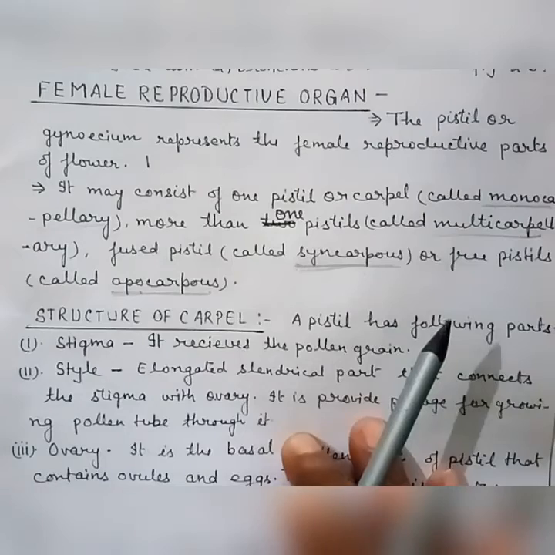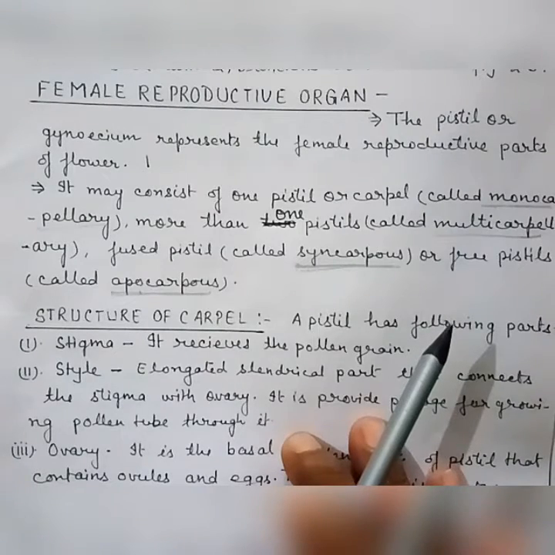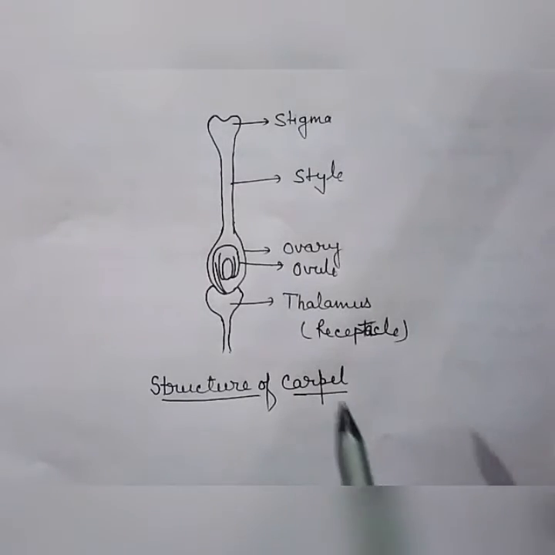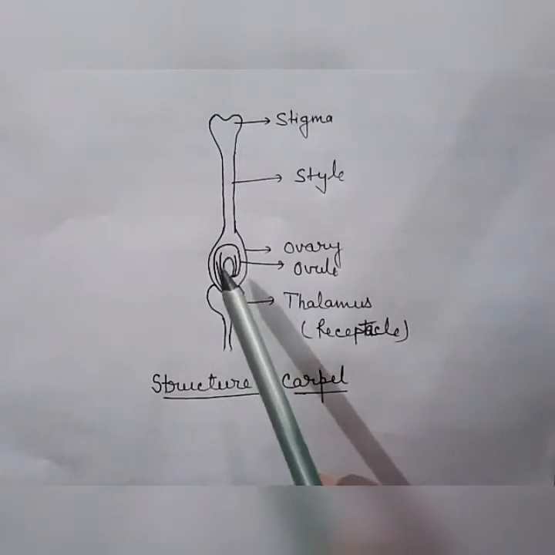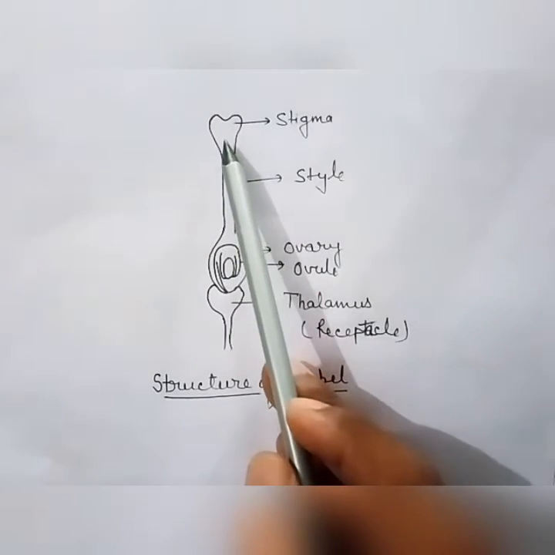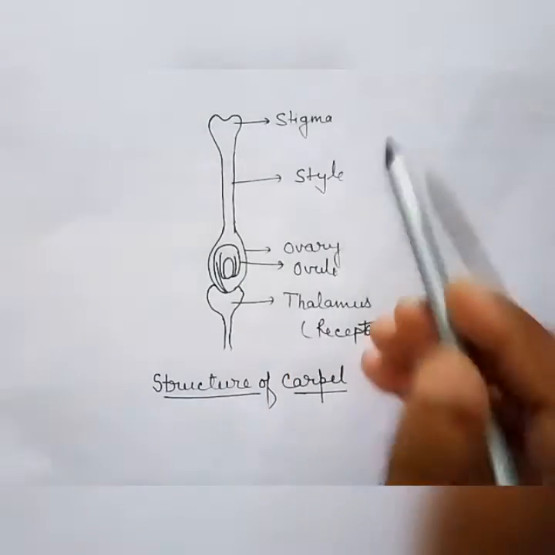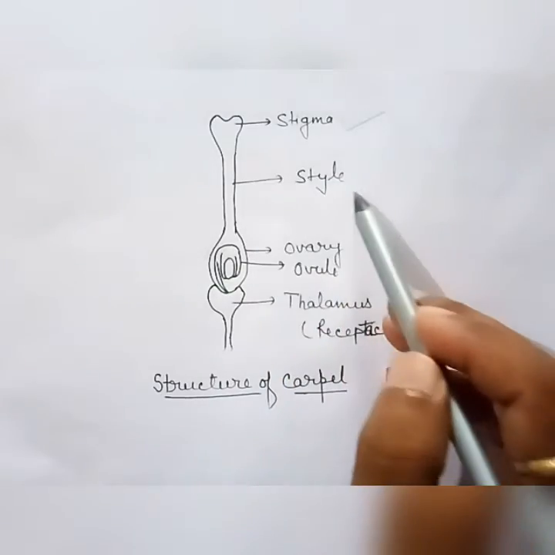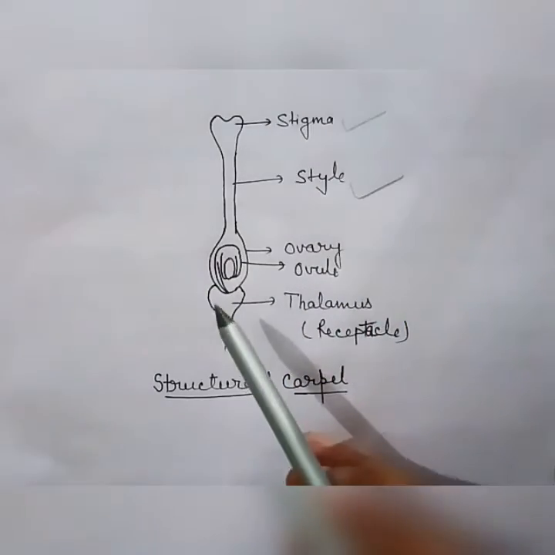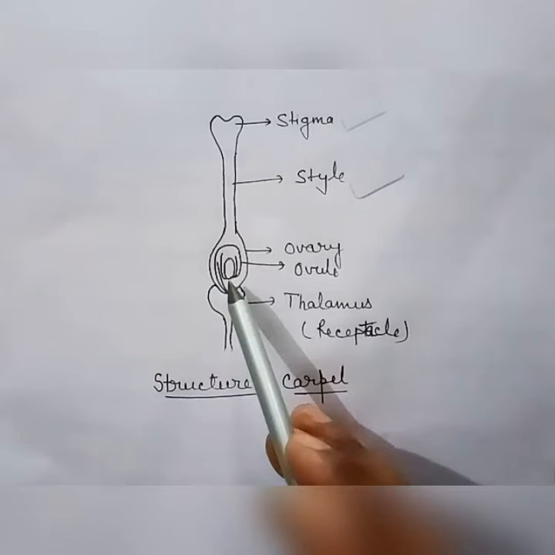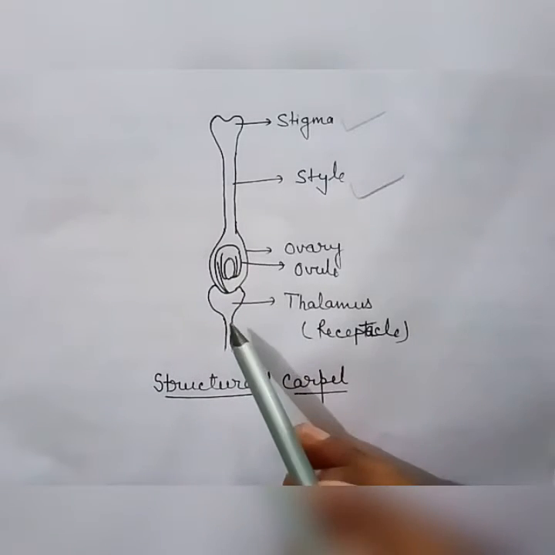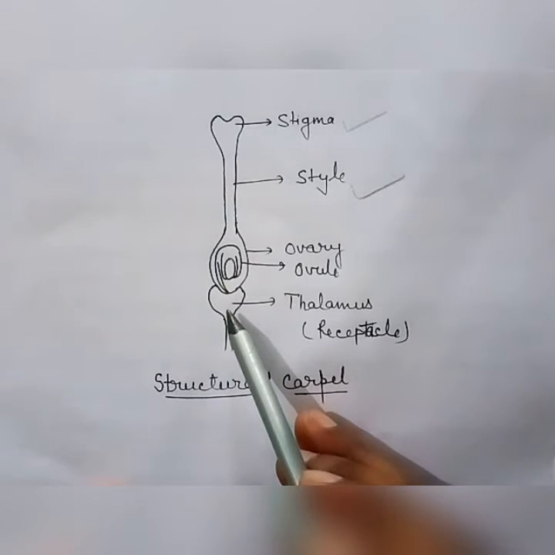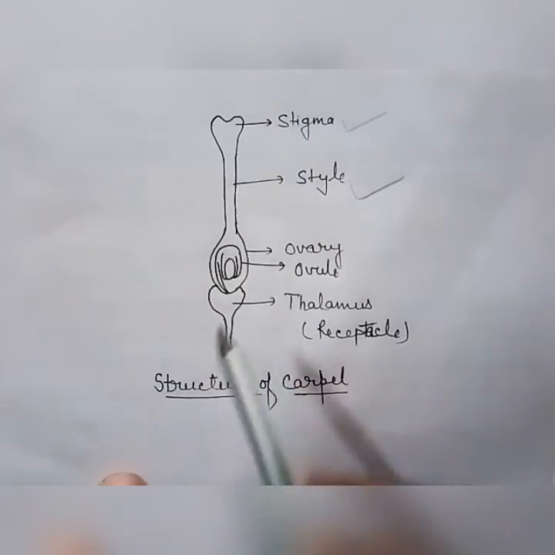Let us study the structure of the carpels. The upper swollen part of the carpel is called the stigma. Below it is a narrower tubular structure called the style, and the basal swollen part of the carpel is called the ovary. The ovary is attached to another fleshy structure called the thalamus or receptacle.